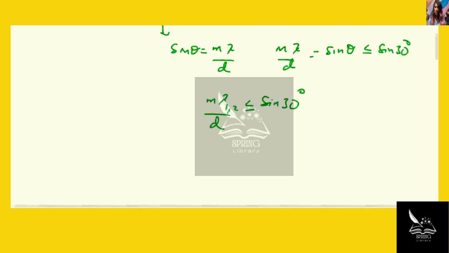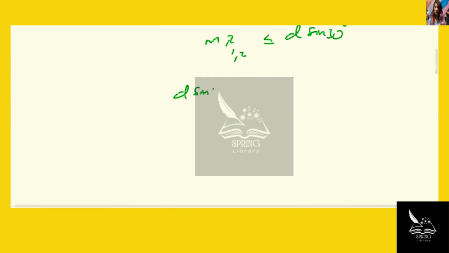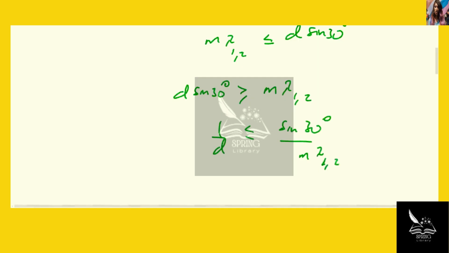If you can recall, it's a mixed wavelength. Multiply both sides by d, we get to see that m lambda, the mixed wavelength, is less than or equal to d sine 30. Alternatively, you could see that as d sine 30 being greater than or equal to m times the mixed wavelength. If you flip it, you get 1 over d is less than or equal to sine 30 all over m lambda 1, 2, which is a mixed wavelength.